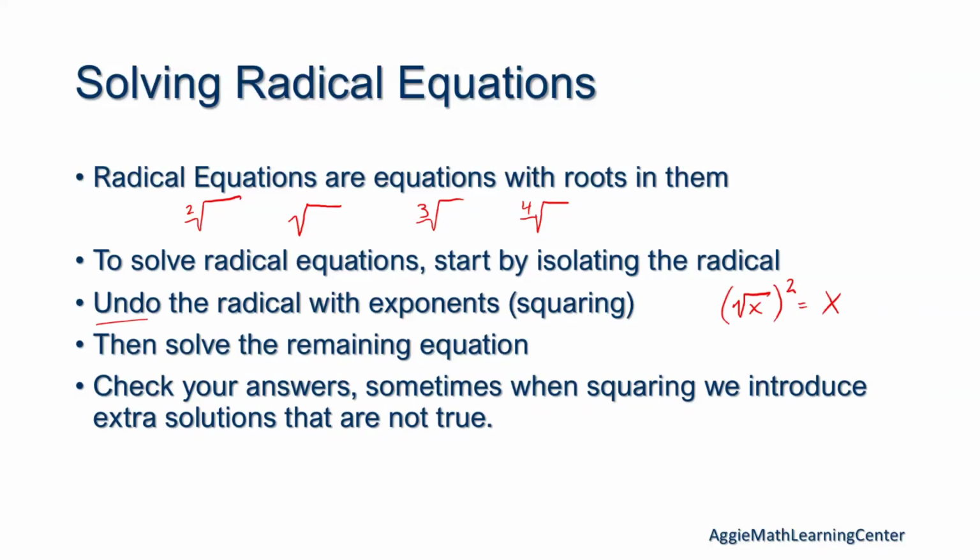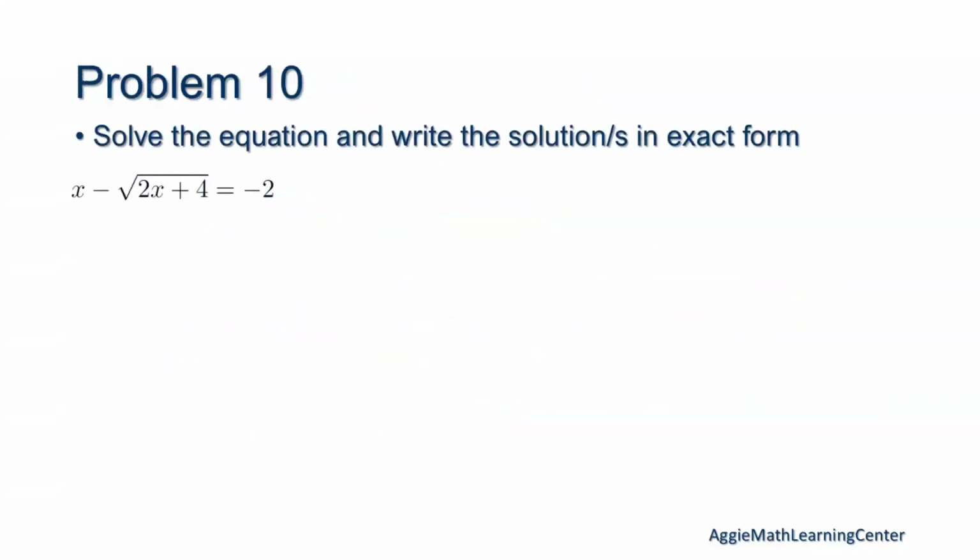We'll check our answers. Sometimes when we're squaring, we're introducing other solutions that aren't true. So for these ones, it's not optional to check your solutions. You need to check the solutions every time. With the other types, it's a nice double check. This one, we risk getting something that isn't true with the squaring. So let's try this.